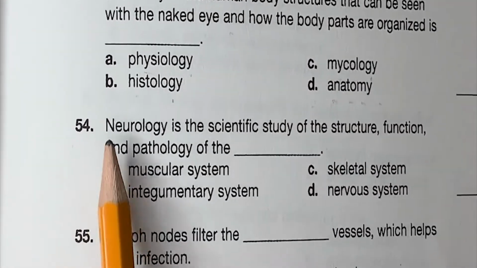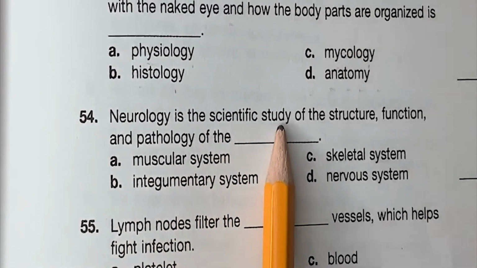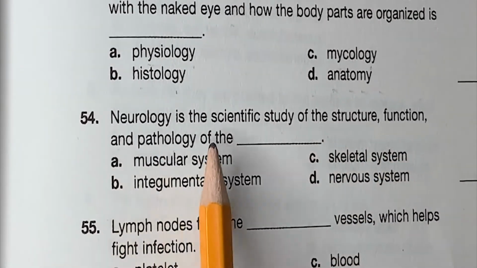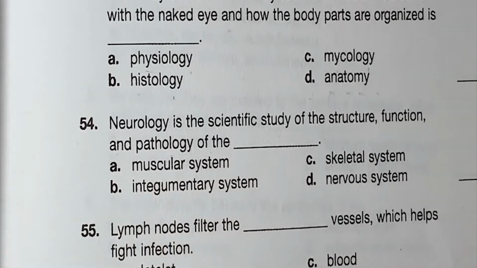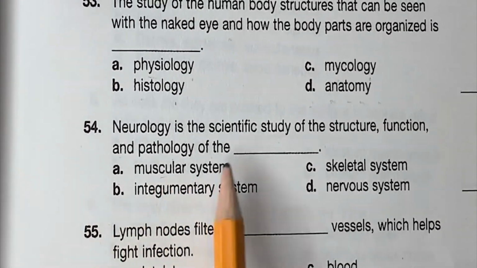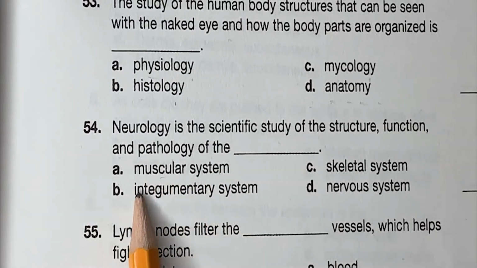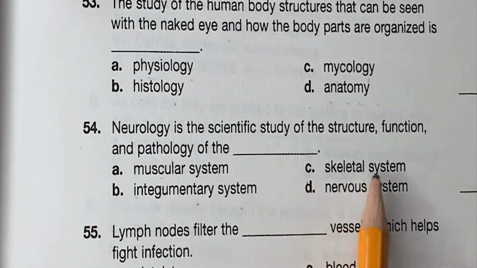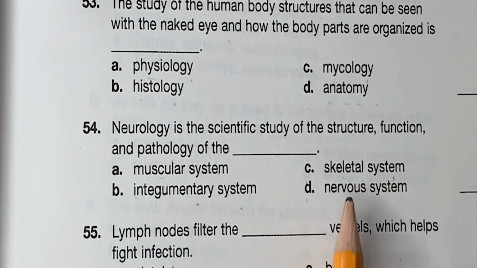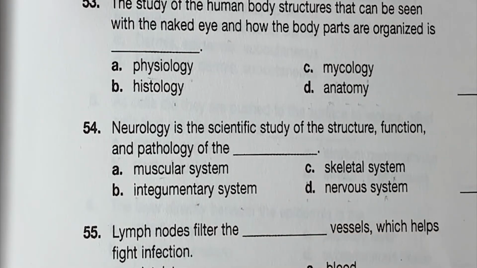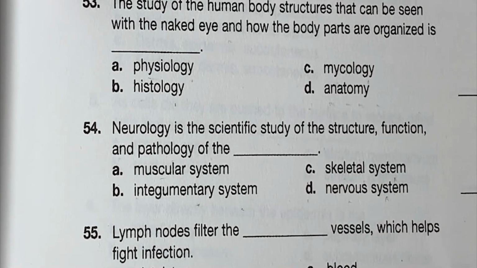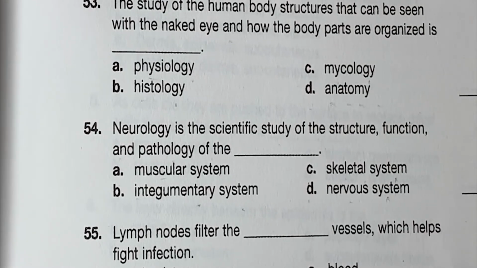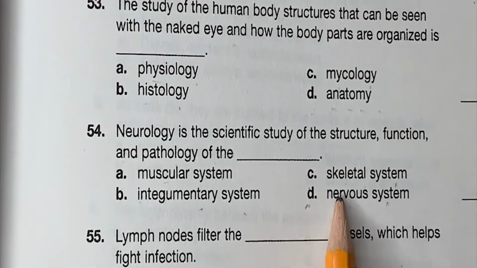54. Neurology is the scientific study of the structure, functions, and pathology of the blank. Is it A, muscular system, B, intramedullary system, C, skeletal system, or D, nervous system? And your correct answer is D, nervous system.